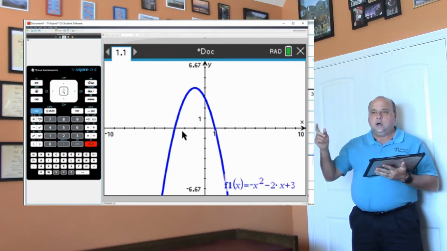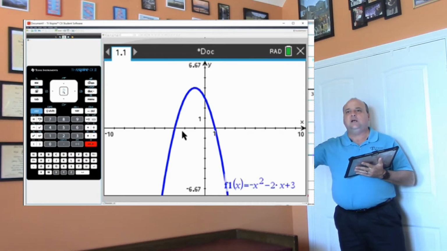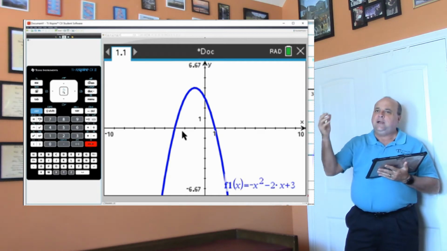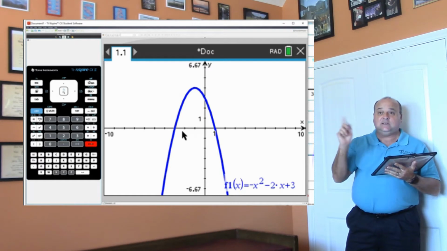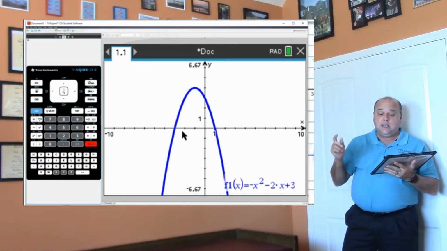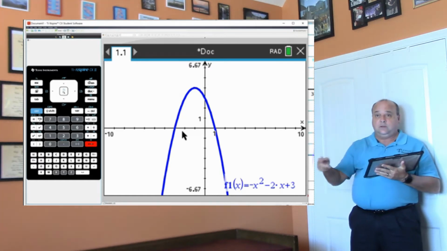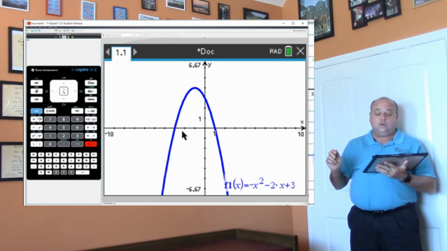Hit enter. Notice the parabola opens down because we have a negative x squared. A negative x squared flips the parabola, and then it goes through the x-axis at 1 and negative 3, doesn't it? And it goes to the y-axis also at 3. Those are really important points that you have to know.